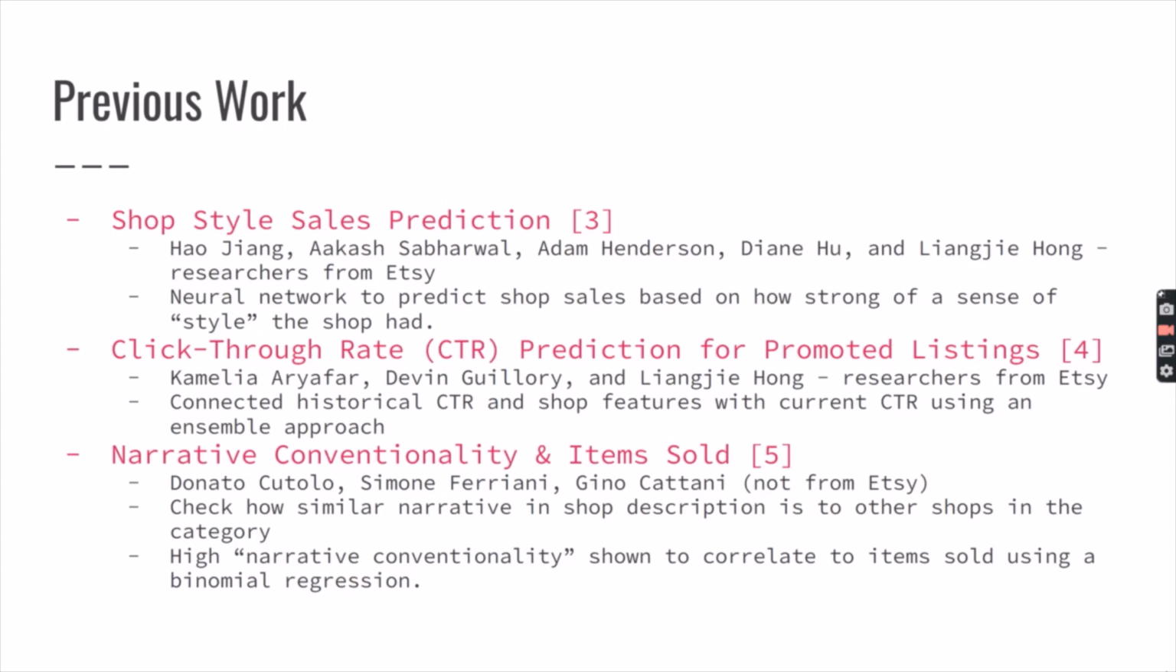So then the next one was not actually done by Etsy researchers, and they were looking into narrative conventionality and also how that corresponds again to items sold. Narrative conventionality basically means that within a category, you might have similar language between the descriptions, or words that come to mind unconsciously when you're searching for an item. So they looked at whether a shop has what they consider a high rating of narrative conventionality within a category, so how similar is it to its neighbors in the same category? Does that correspond to more sales? And they found that it actually does have a correlation. So that was another interesting one, slightly different from what I'm doing.